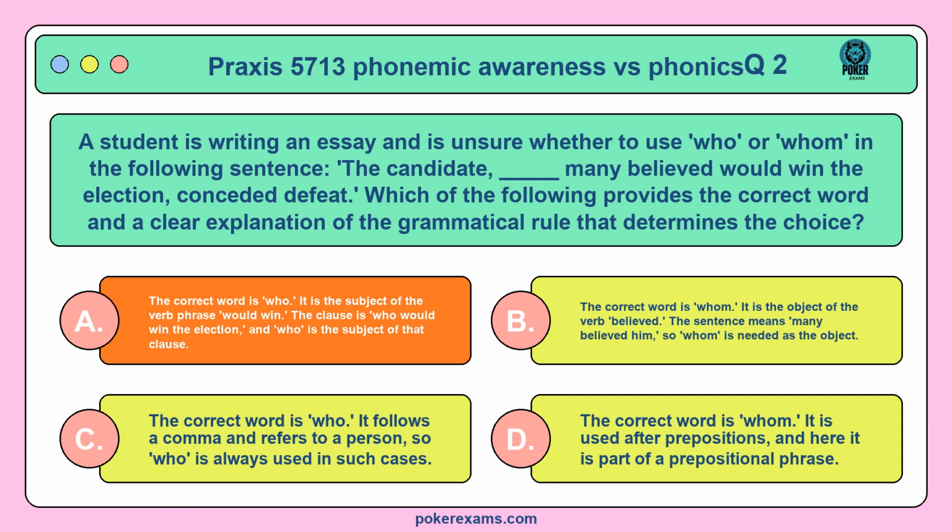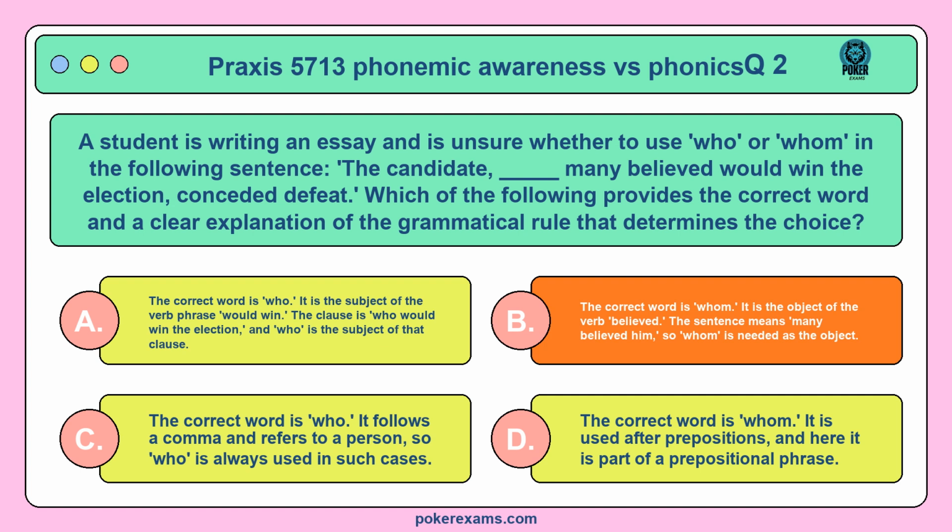It is the subject of the verb phrase would win. The clause is who would win the election, and who is the subject of that clause. B. The correct word is whom. It is the object of the verb believed. The sentence means many believed him, so whom is needed as the object.